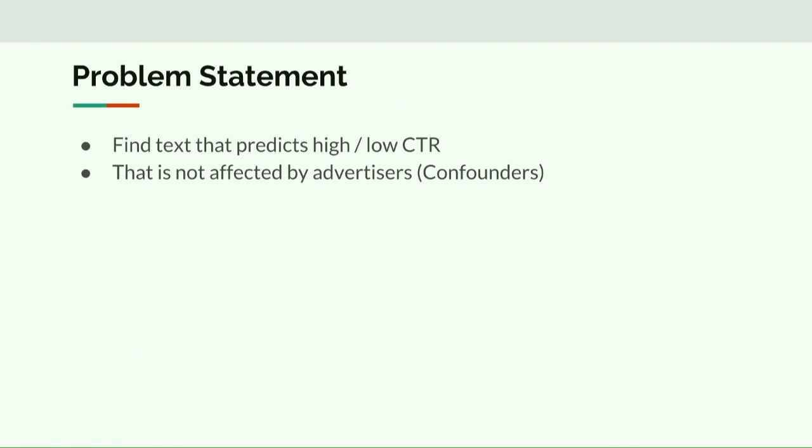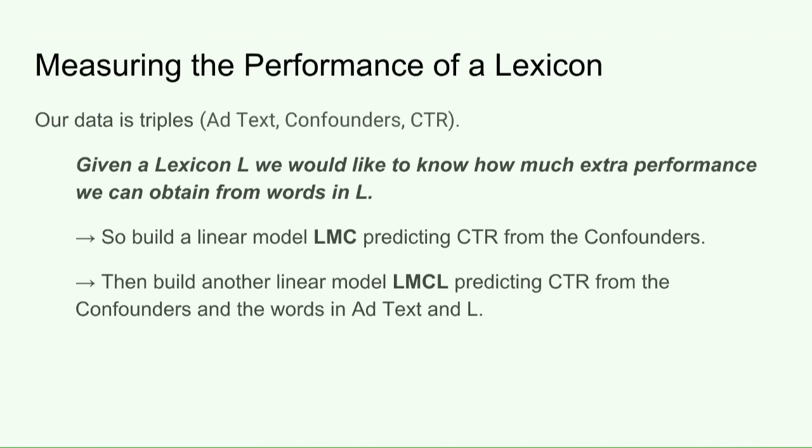So again, to recap, our problem statement is that we want to find the text that predicts high or low click-through rates, and we want to find out those words which are not affected by the advertisers. These are the confounders. So with that in mind, suppose you were given the problem today. What would you want to do? Okay, what would you do given the problem statement? What's the first solution which comes to mind?